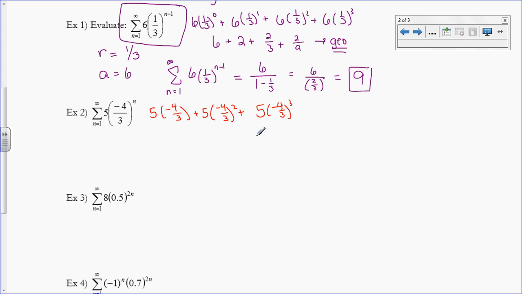This is definitely geometric. I mean, look at that. It's totally geometric. I'm multiplying by negative 4 thirds each time. It's like practically slapping you in the face. So for this, r is negative 4 thirds. Is negative 4 thirds between 1 and negative 1? If you're not sure, that's negative 1.3 repeating. Oh, wait, no, that's not between 1 and negative 1. So the absolute value of r is not less than 1, therefore this diverges. Nothing else to do here. Done.